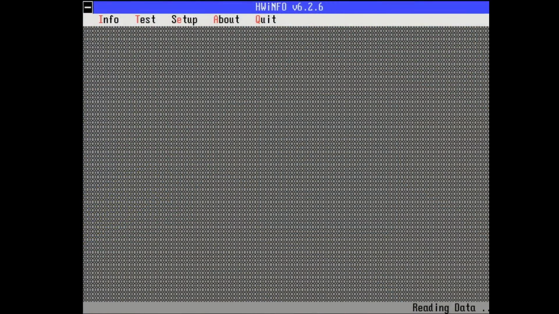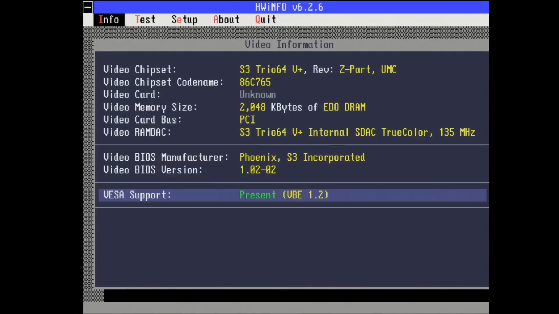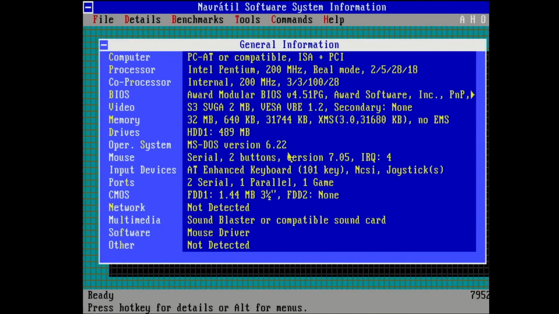And how can you figure out what your graphics card supports? Well, you can use one of the better known hardware information utilities. For instance, let's check HWiNFO. And here we'll see my S3 Trio 64V Plus and also the VESA support on the very bottom, the last row says VBE 1.2. But let me show you one other tool, which is NSSI. And here you can see that we have on the video an S3 Trio SVGA with 2 MB, and then there is VESA VBE 1.2.